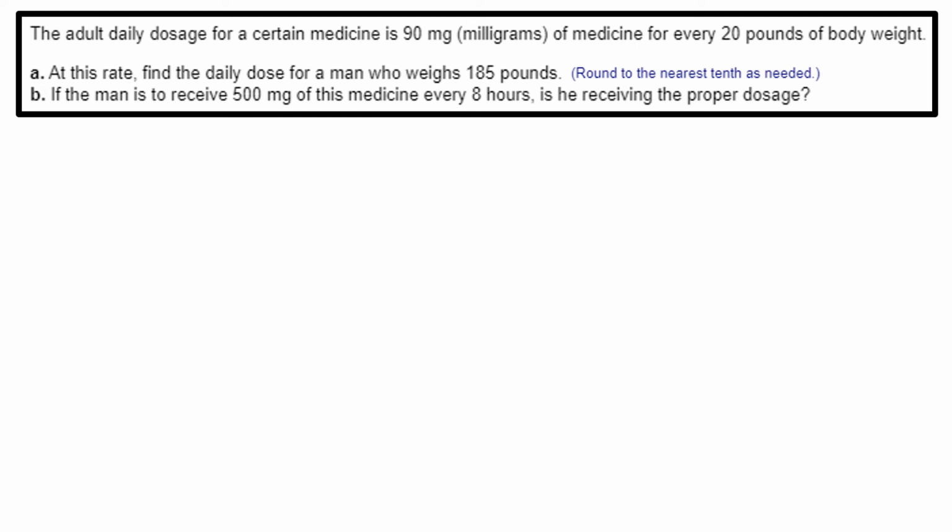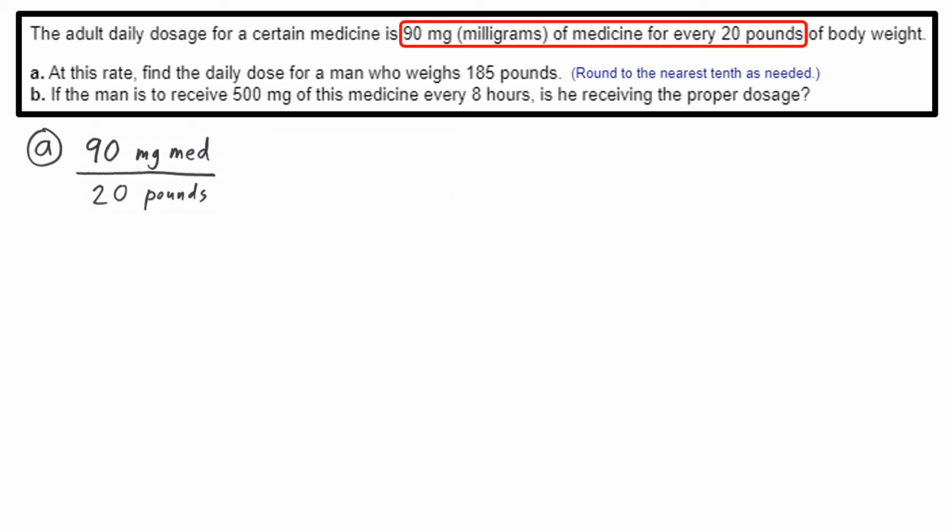The adult daily dosage for a certain medicine is 90 milligrams of medicine for every 20 pounds of body weight. Part A says, at this rate, find the daily dose for a man who weighs 185 pounds. We can solve this using a proportion and noticing that the question tells us that 90 milligrams of medicine are needed for every 20 pounds of body weight. We can use this to set up the ratio on the left-hand side of our proportion.